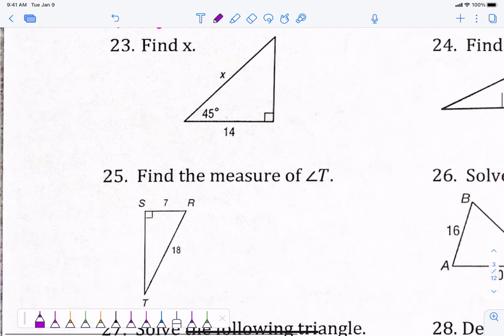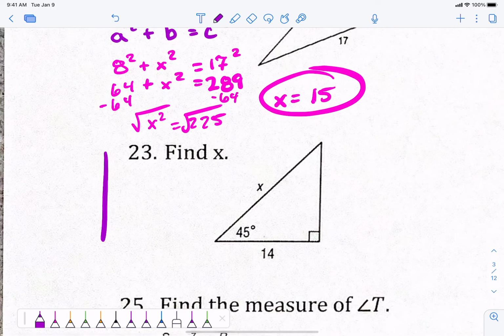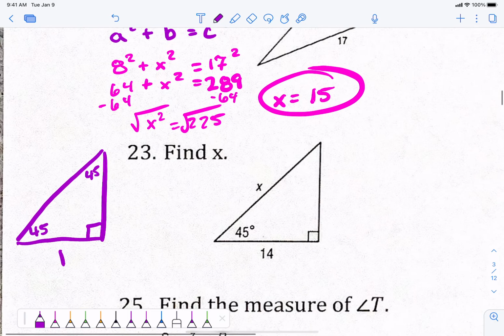And then the next one is not anything. So let's do this one. This is a 45, 45, 90. Do you know what the sides of a 45, 45, 90 are supposed to be? 1, 1, square root of 2. Okay? 1, 1, square root of 2.